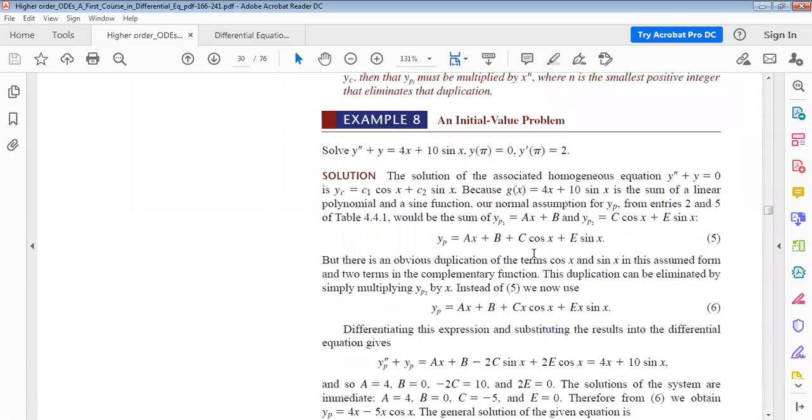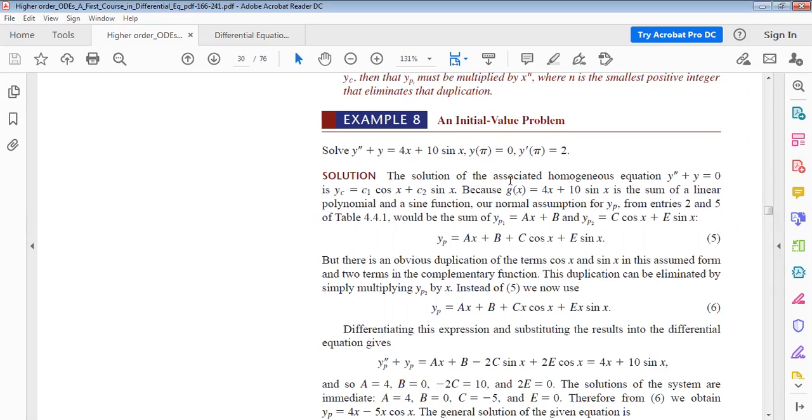Now an initial value problem: how to solve these types of initial value problems. Initially, at x equals pi, y and y dash are given. Actually, this is a second order non-homogeneous differential equation, so two initial values are given to find the constant terms. There will be two constants, which is why two initial values will be given.